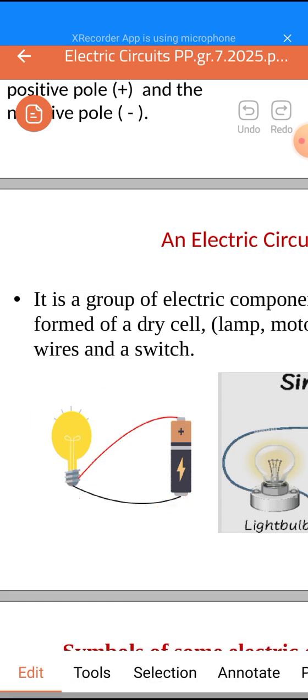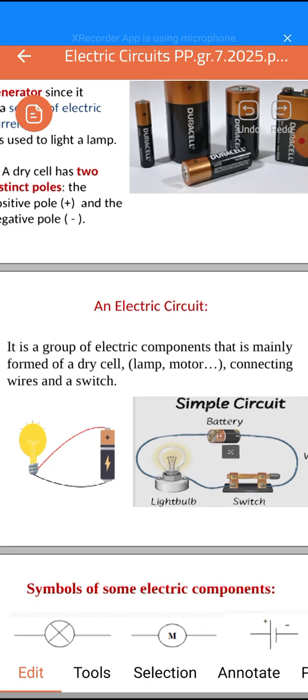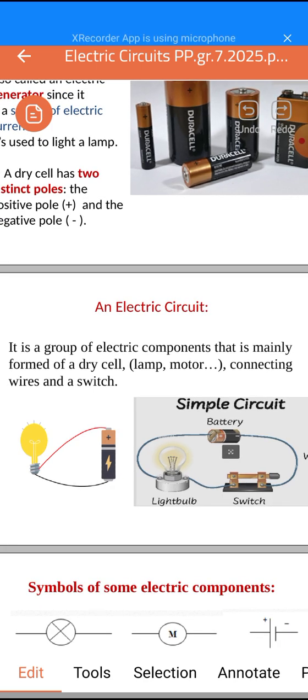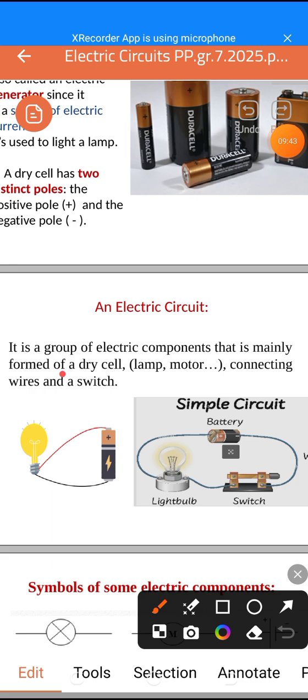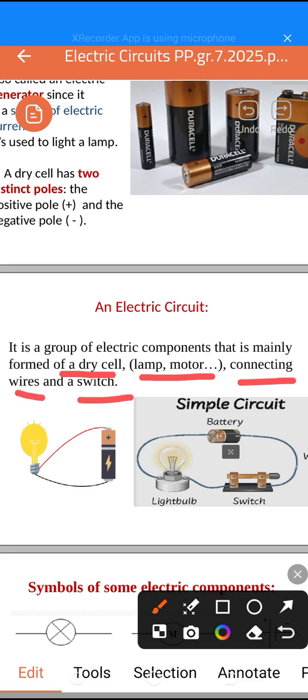So what's an electric circuit? It's a group of electric components that is mainly formed of a dry cell. Dry cell is important in the circuit because it's the source of electricity. We can also add a lamp or a motor. The lamp glows when it takes electricity. The motor rotates, like the motor of a fan, or like small toys. When they take electricity they rotate. Connecting wires to connect them, and we can also add a switch. So when we join these components together, we form an electric circuit.